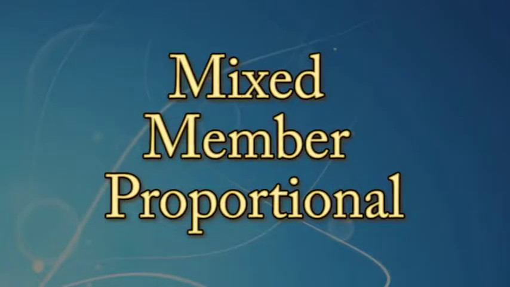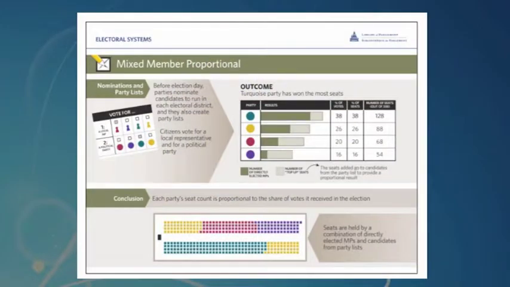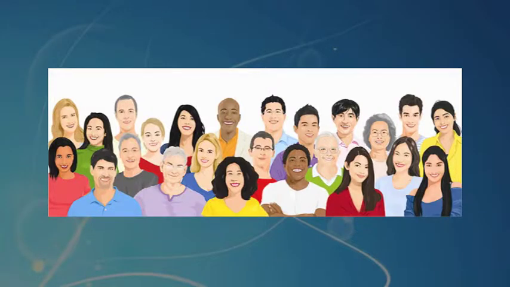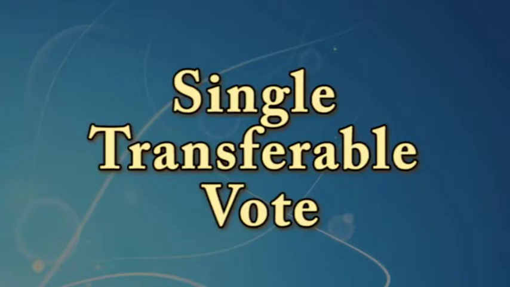Mixed member proportional. This electoral system is considered a hybrid and combines elements of proportional representation and single member systems. Voters in this system have two votes, one for a candidate running in their riding and a second for a candidate on a party list. This system allows smaller parties to gain seats, leading to more diverse views in government. Under this system, parties can offer lists of candidates with proportional numbers of women and visible minorities to increase their participation in government.